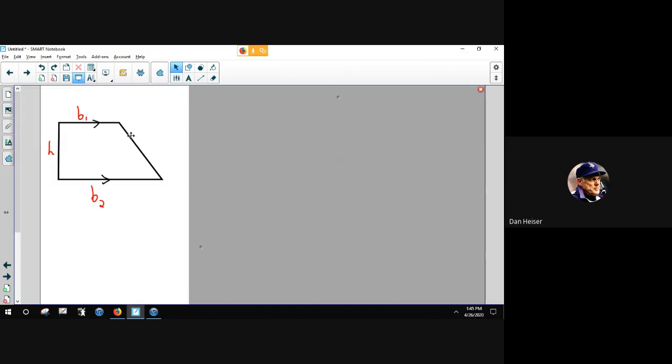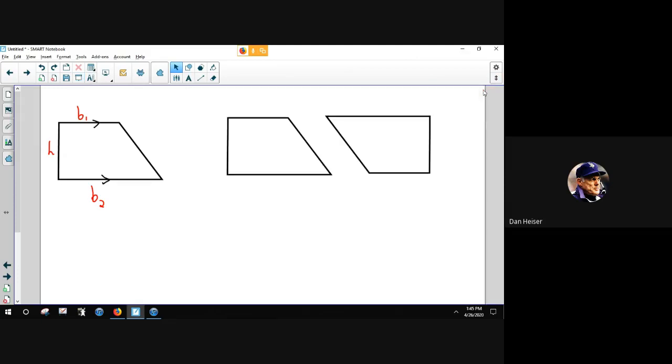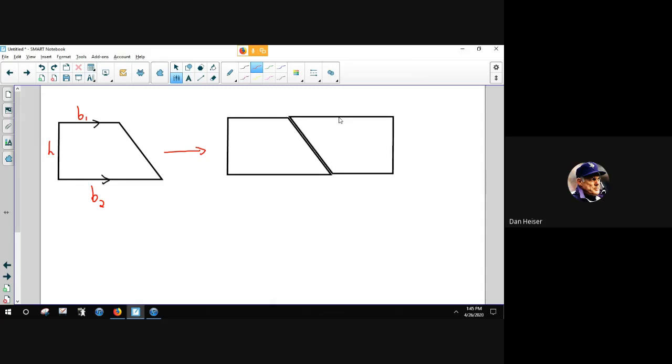So what I'm going to do, in fact, what I have done, is I made a copy of this trapezoid and I rotated it 180 degrees. And you get this. So now I have two equal trapezoids. One has been rotated 180 degrees. And if I put them together, I end up with a rectangle.